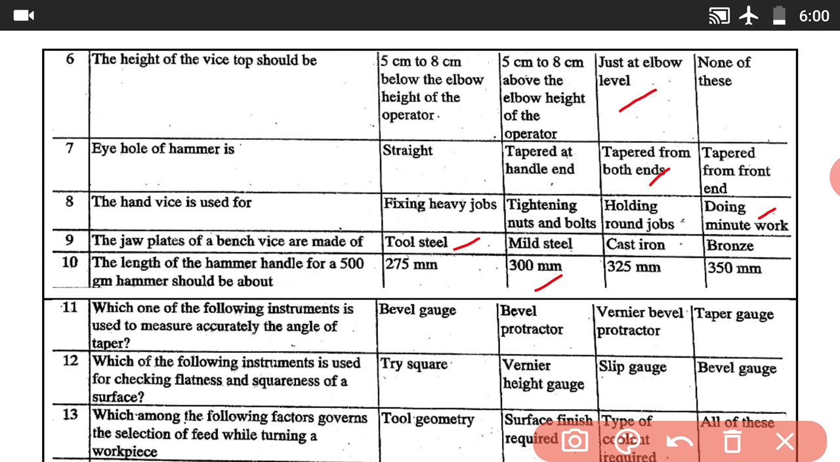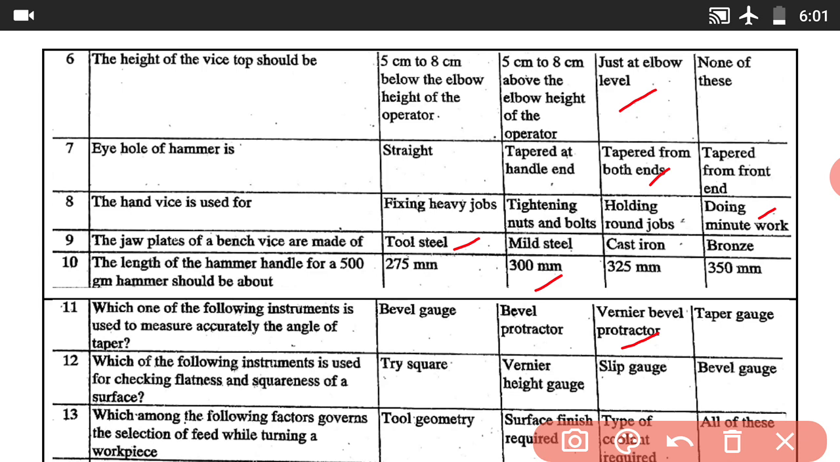Question number 11. Which one of the following instruments is used to measure accurately the angle of taper? This question answer vernier bevel protractor. Option C is the correct answer.